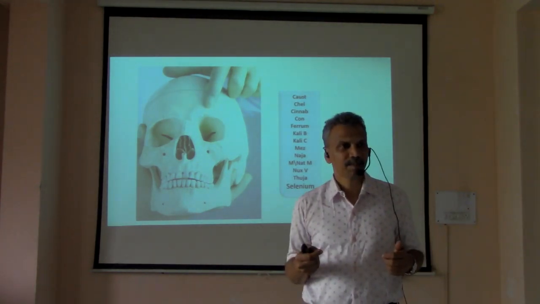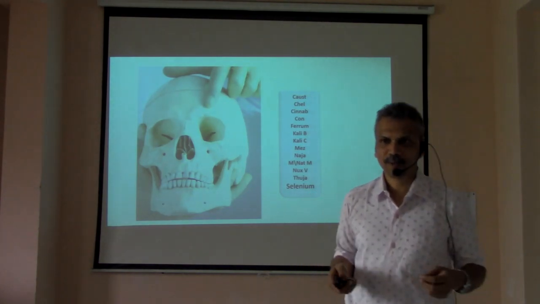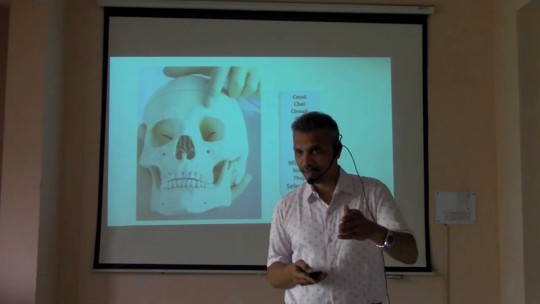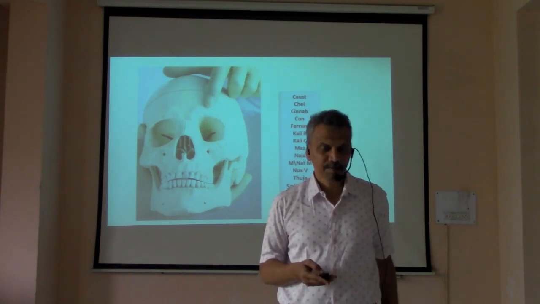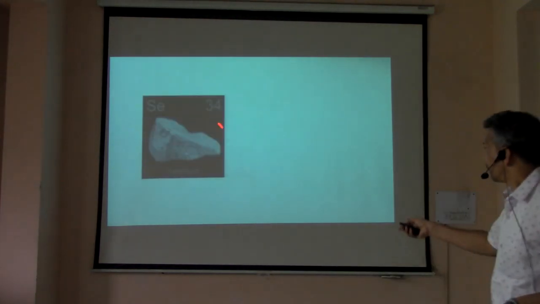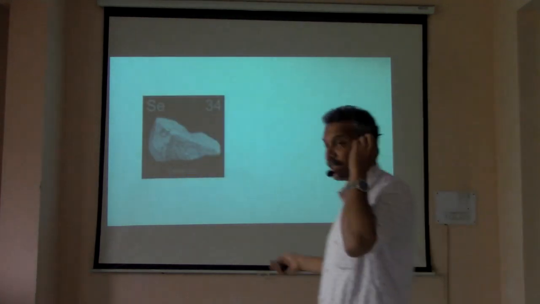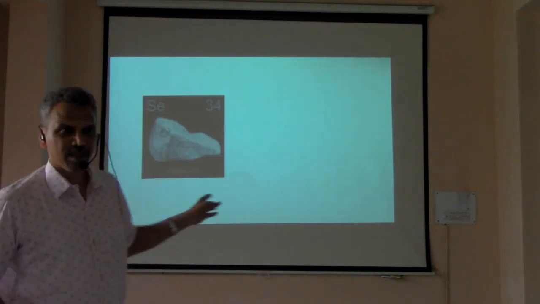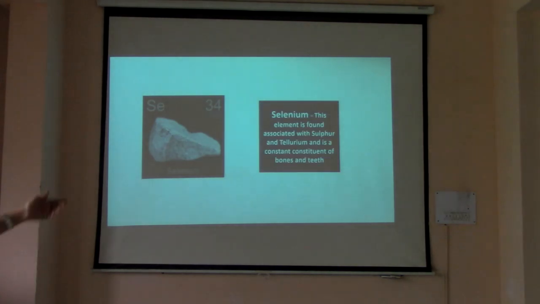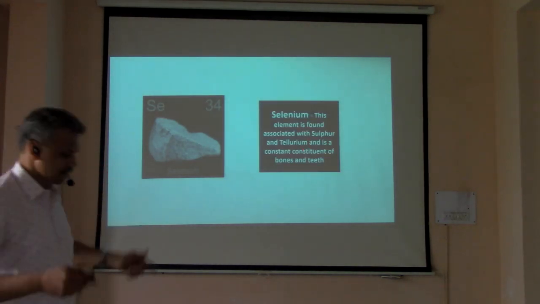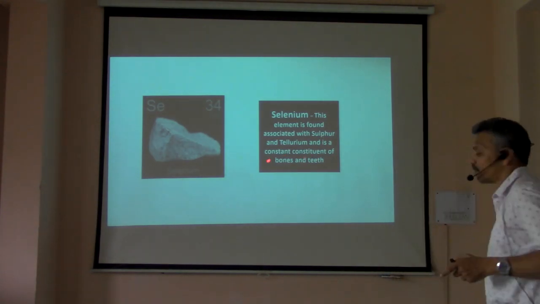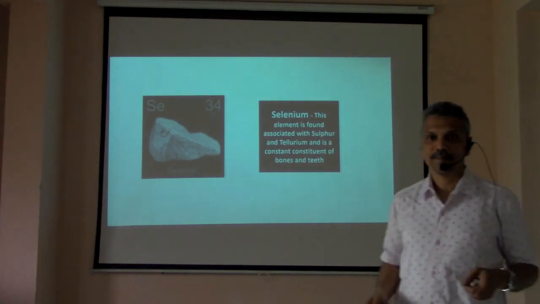Similar to sulfur. Okay, similar to sulfur, good. Now, what is that area that it is similar to sulfur is also very important. See now, if you look at selenium, it's an element. I'm not going into the chemistry part, I'm not going into the periodic table, but what you need to understand is, it is found, as Netra rightly said, in association with sulfur and tellurium.